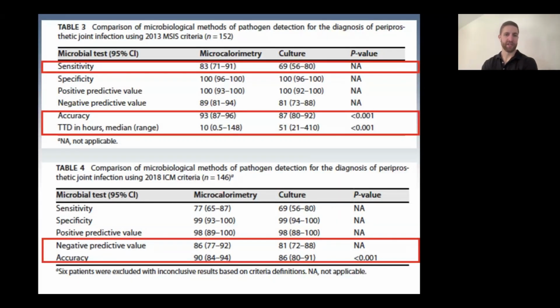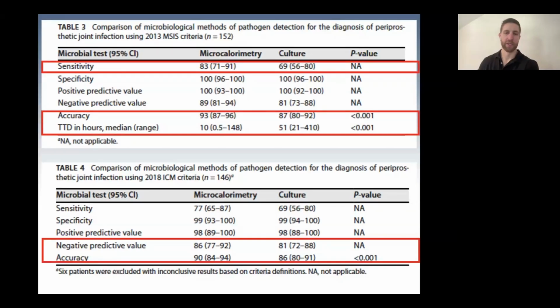So the results of this particular study that we did looking at PJI, the sensitivity improved as well as the accuracy, and the time to detection also significantly improved in this study. The accuracy went from 87% with conventional cultures to 93% for calorimetry. And the time to detection, again, 10 hours on the median in this case, compared to 51 hours for the cultures, which is pretty consistent with the published literature on how long it takes cultures.